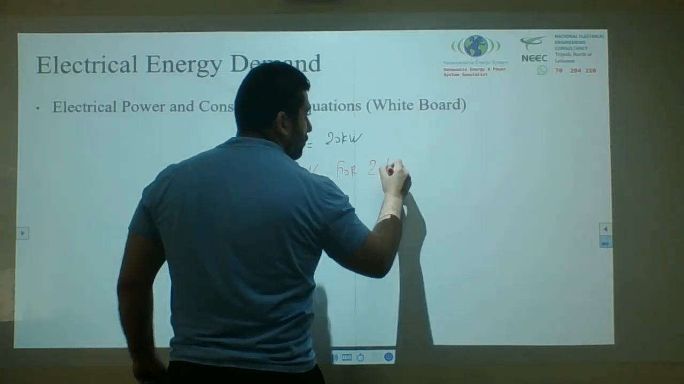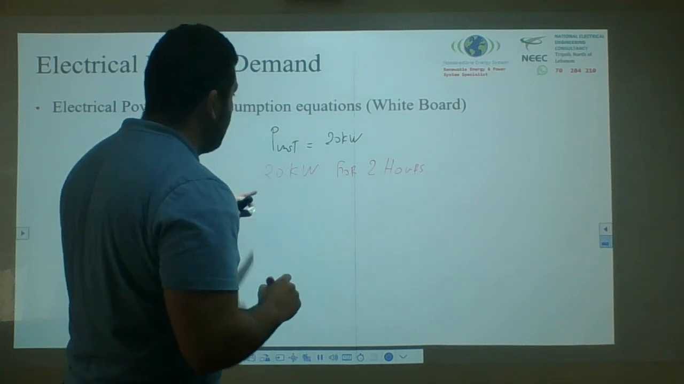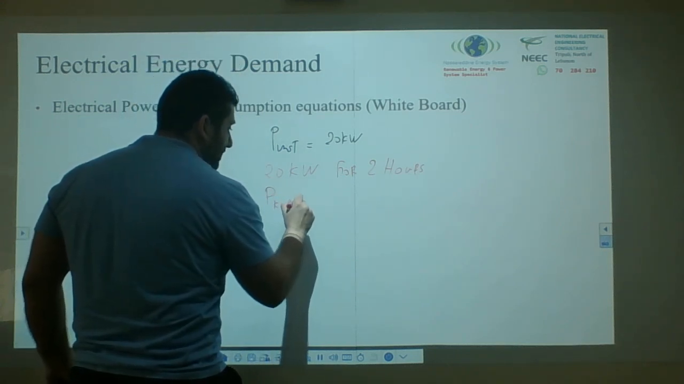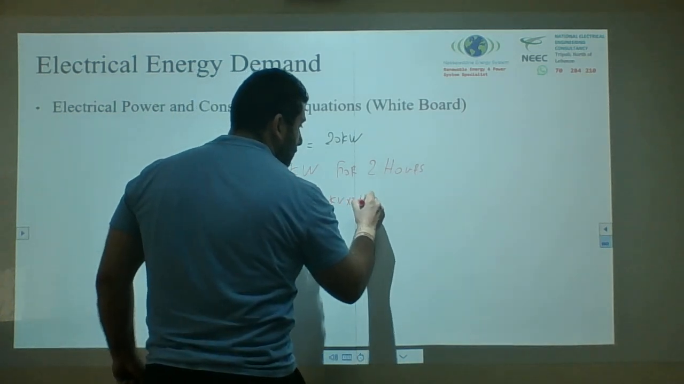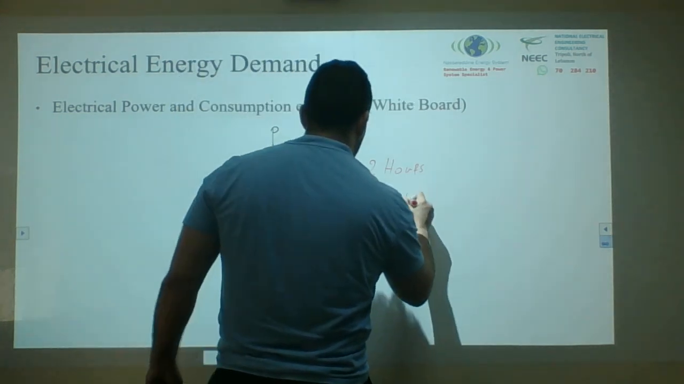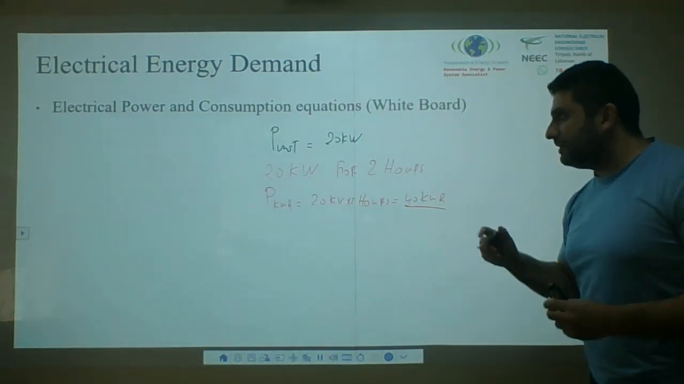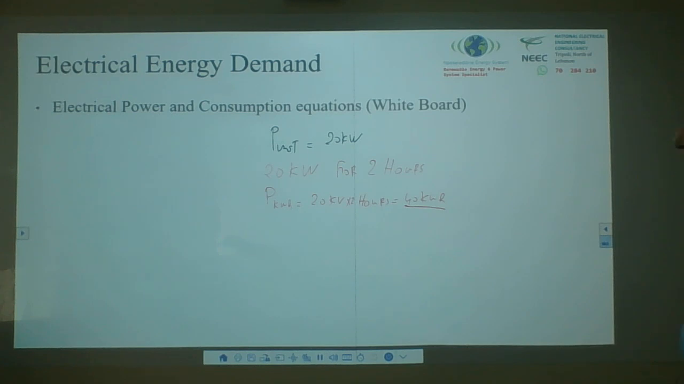for 2 hours, your consumption in kilowatt hours is equal to 20 kilowatt times 2 hours, which gives you 40 kilowatt hours. This is known as the energy consumption.